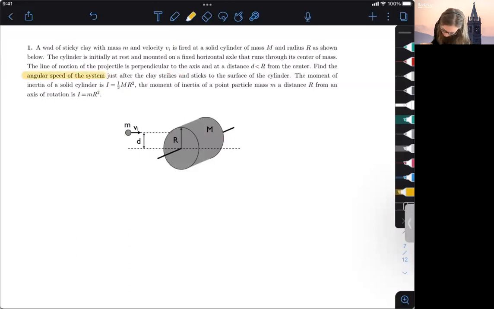Okay. The moment of inertia around the cylinder, we're given that, right? Just for a cylinder. And the moment of inertia of a point mass particle is this guy. So this is how much this I would be for just a point mass. So the clay blob is like a little point mass being stuck to the system.